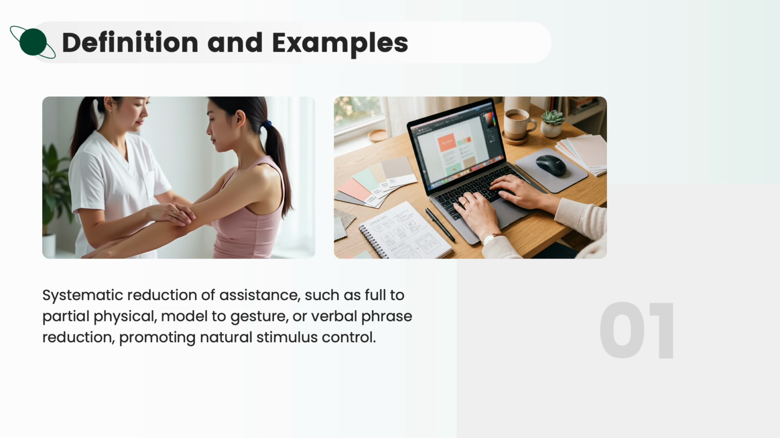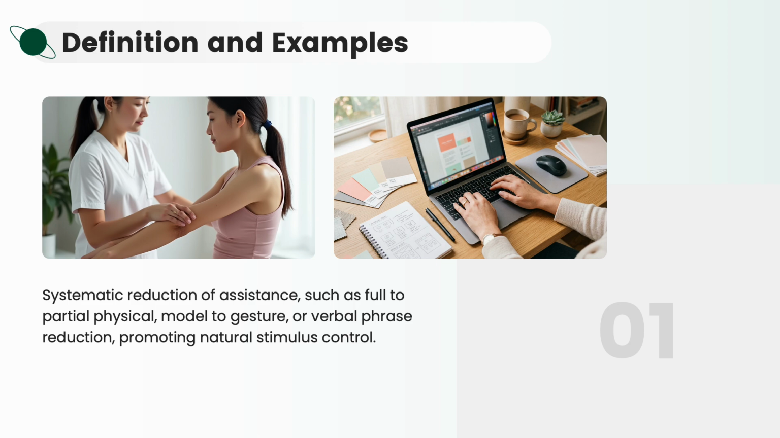Fading model prompts is next. If you're demonstrating a behavior, you might start with a full model, then a partial model, then just a gesture, then nothing. Again, it's about gradually removing support. Fading stimulus prompts. This includes things like making a correct answer less obvious over time, returning items to equal size or position, removing highlights or visual cues, so the learner is no longer relying on those extra environmental supports.